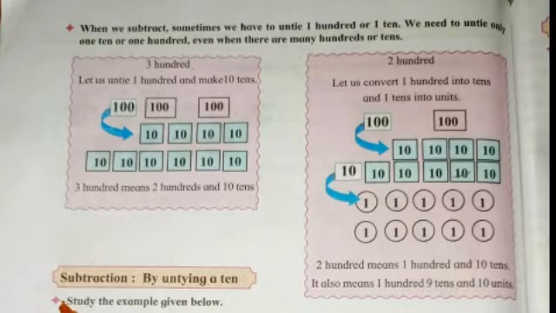Now in the second picture children, 200, let us convert 100 into tens and 1 ten into units. Now see, 200 picture they have shown in the box and in 100 they have shown an arrow and they have made 10 tens. And in 10 they have shown again an arrow and they have shown us 10 into units. Now see children, 200 means 100 and 10 tens. It also means 100, 9 tens and 10 units.